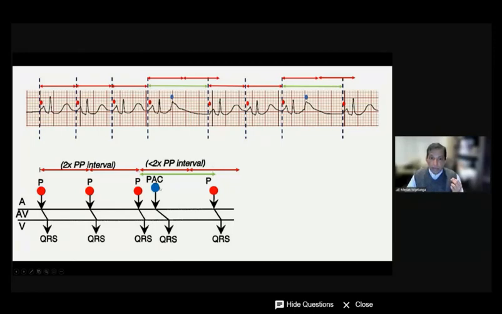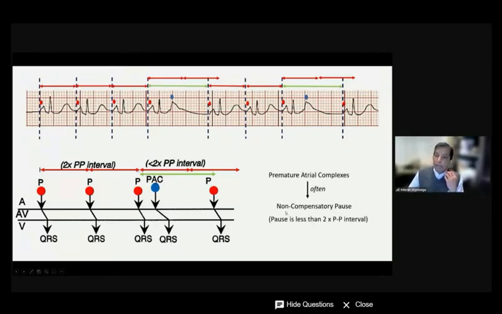PQRS, and the premature atrial complex that arrives early, in this instance did not go to the ventricle. It did not go to the ventricle like here because it gets blocked here. Why? The AV node is refractory, but what happens is the sinus node gets reset. And when that happens, the subsequent sinus P comes early, and this green is less than twice the red. So that is called a non-compensatory pause. And premature atrial complexes often have a non-compensatory pause. So it doesn't mean always. There's very little in medicine that is always, even here.